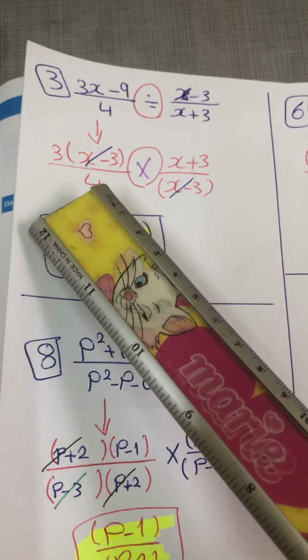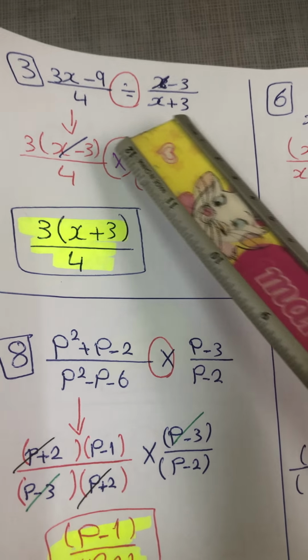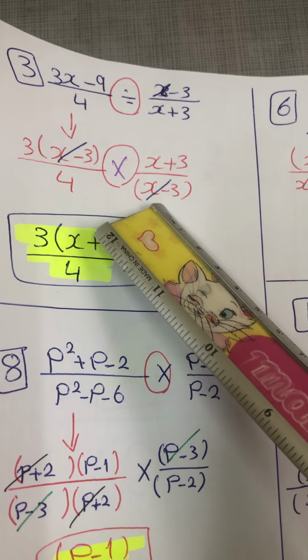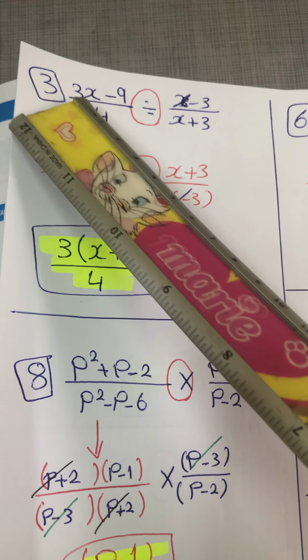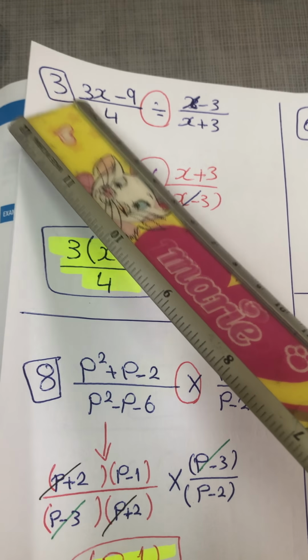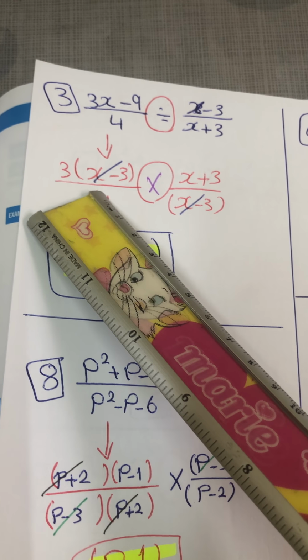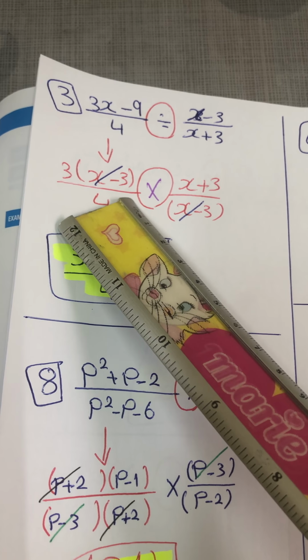I'll take the first fraction as it is. Change the sign of division into multiplication. Flip the second fraction. So the x plus 3 will be up and x minus 2 will be down. Now I'll factorize the numerator. I'll take 3 as a common factor. Open brackets, 3x divided by 3 equals x, because 3 with 3 gives me 1. Negative 9 divided by 3 equals negative 3.